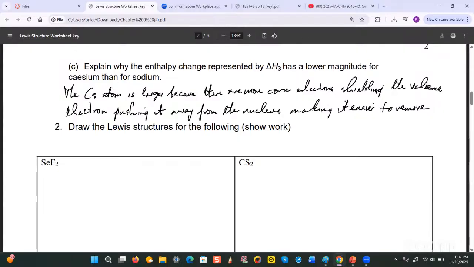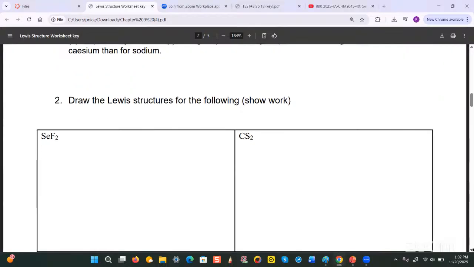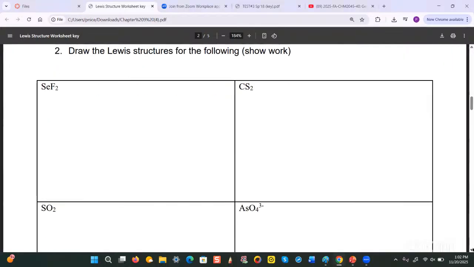All right. Okay. So that's it for number one. Number two, basically exercises in drawing Lewis structure. All right. Let me clear this here. So what I'm going to do, I'm not going to do all of this. I'm going to leave some of this for you to do, right?